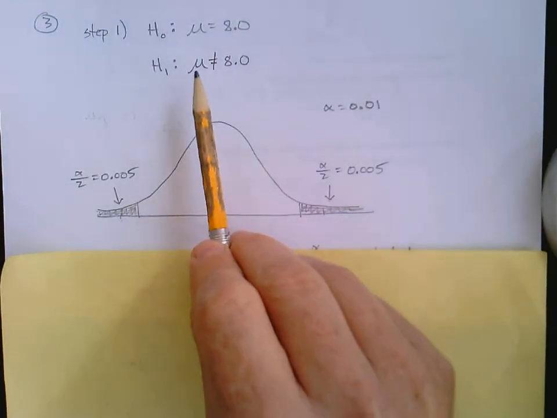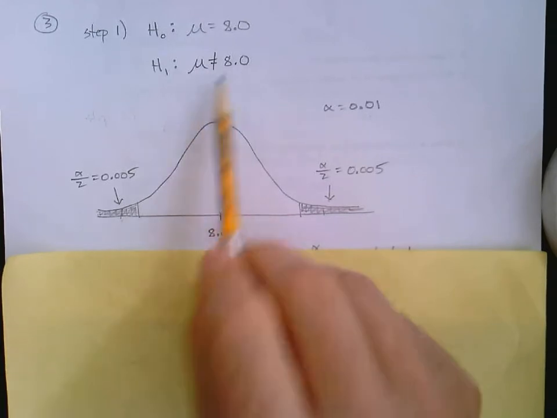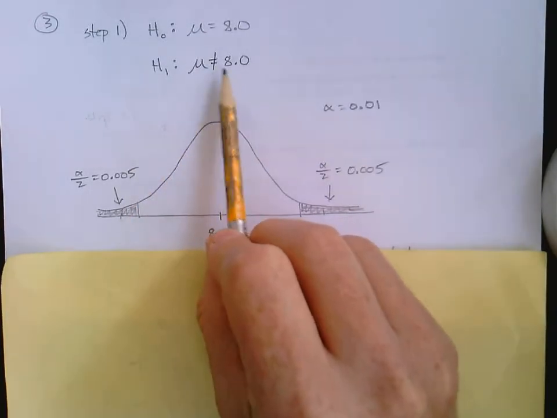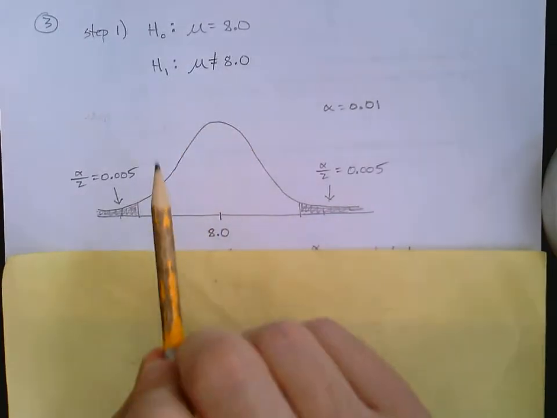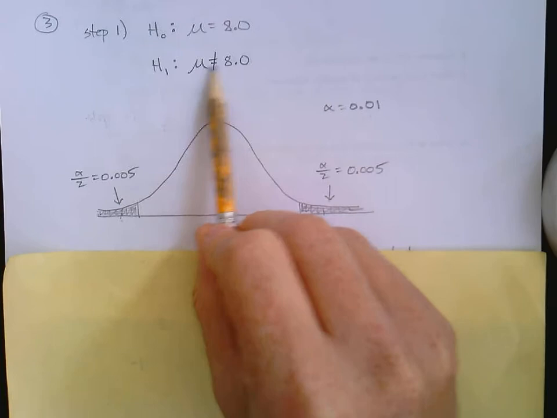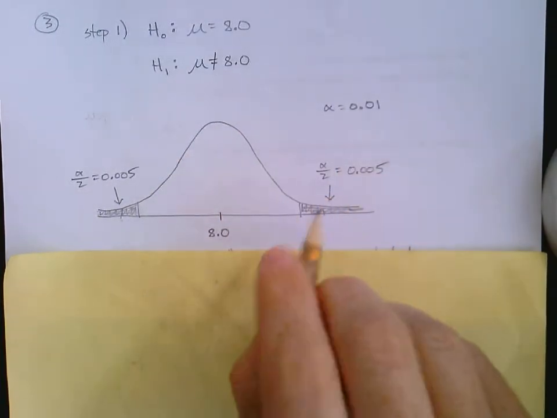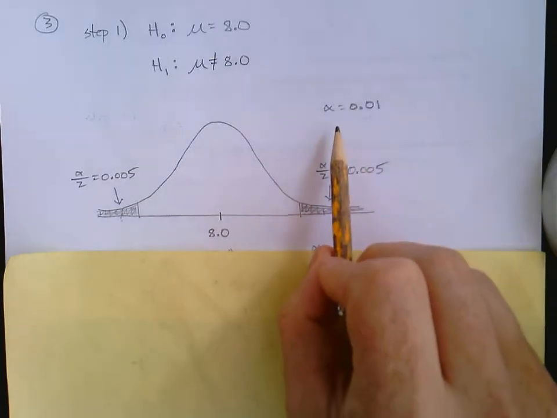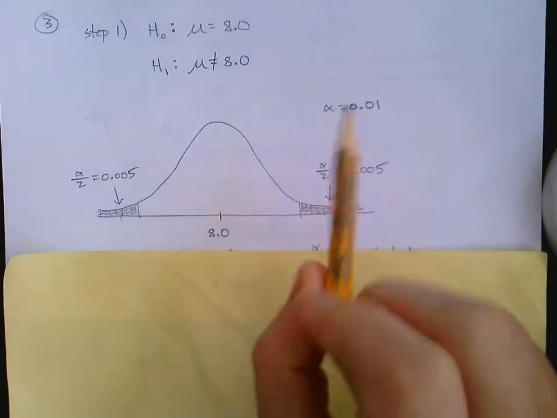Now, they said we're testing not if it's bigger than 8.0, not if it's less than 8.0, but is it simply not equal to 8.0, right? Is the meteorologist telling us the reality, or is it not actually true? Okay, so think about the significance level and how the shading is going to work. So we're saying alpha equals 0.01, right? That's what they tell us in the problem.